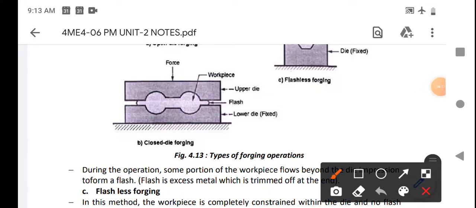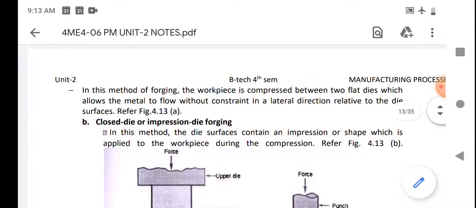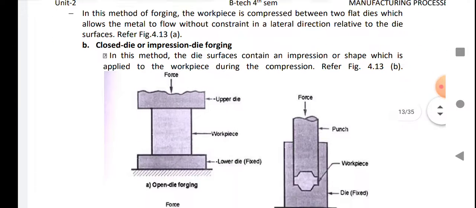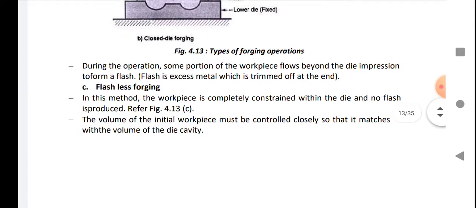the material is restricted to flow in one direction when force is applied. In the direction where it flows, extra metal occurs at the surface of the workpiece, which is called flash, and is cut off by a machining or trimming process. This is called impression die forging. During the operation, some portion of the workpiece flows beyond the die impression to form flash. Flash is excess metal which is trimmed off at the end.